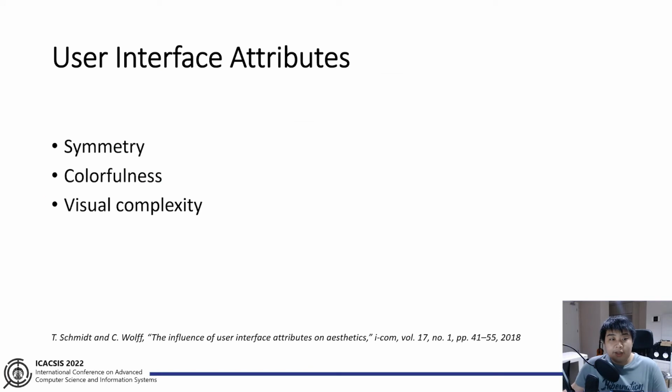In the paper by Thomas Smith and Christian Wolf, it is defined that symmetry, colorfulness, as well as visual complexity are the basic user interface attributes that influence the aesthetics of user interface design. We will be using the said attributes as one of our variables in our research.